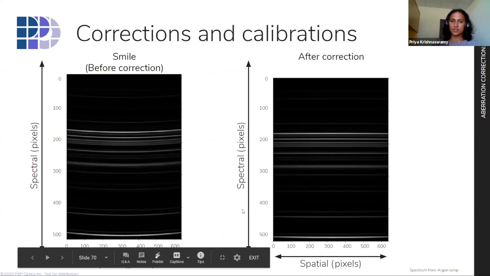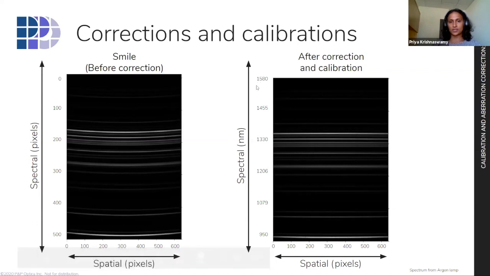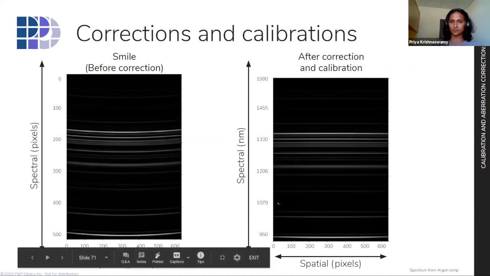What you would notice here in the spectral line is 0 to 500. They are the pixels of the camera. So once we run a calibration, you would now have all the pixels mapped to wavelengths here.